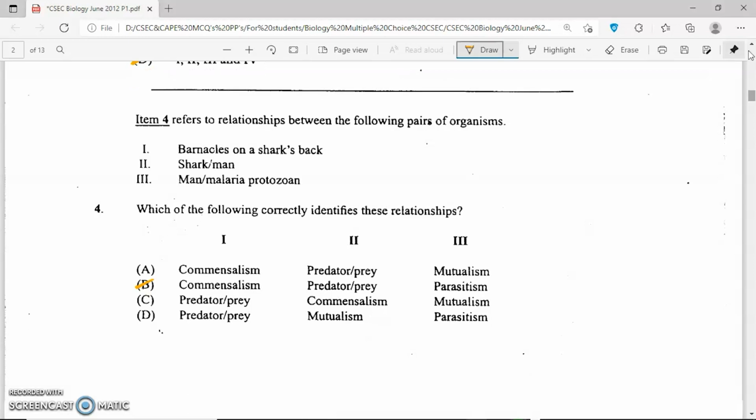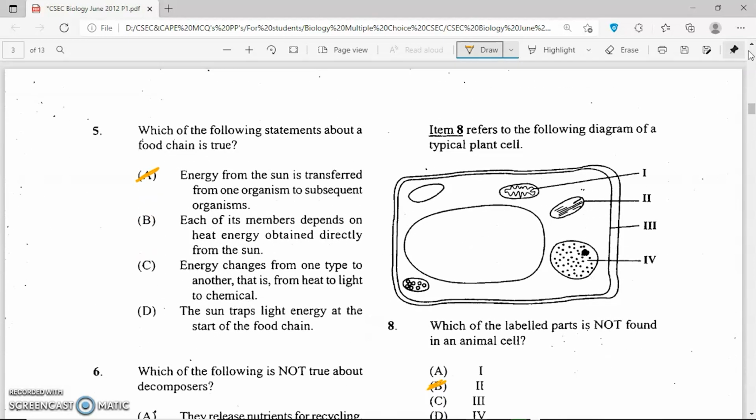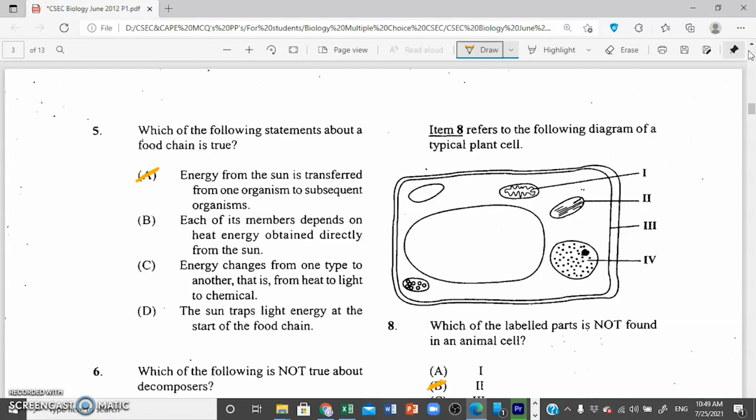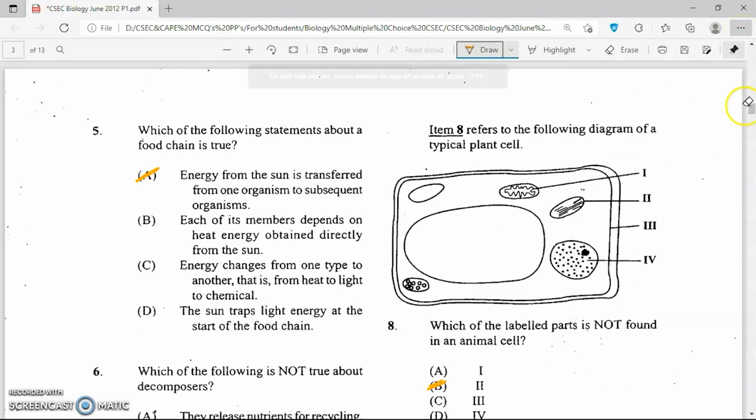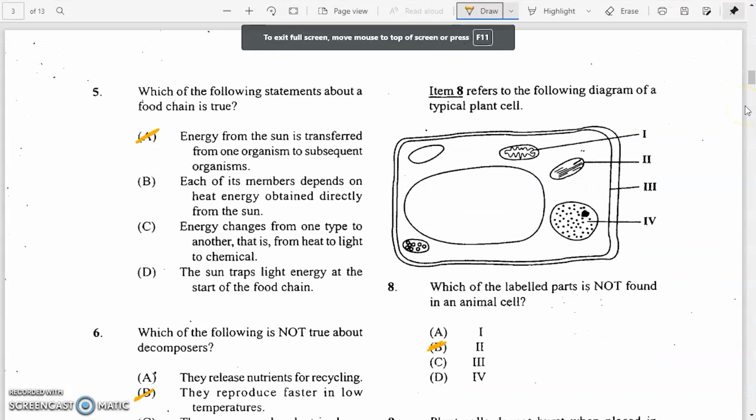Number 5. Which of the following statements about a food chain is true? So the answer here is A. Energy from the sun is transferred from one organism to subsequent organisms. That's the answer there. Number 6.